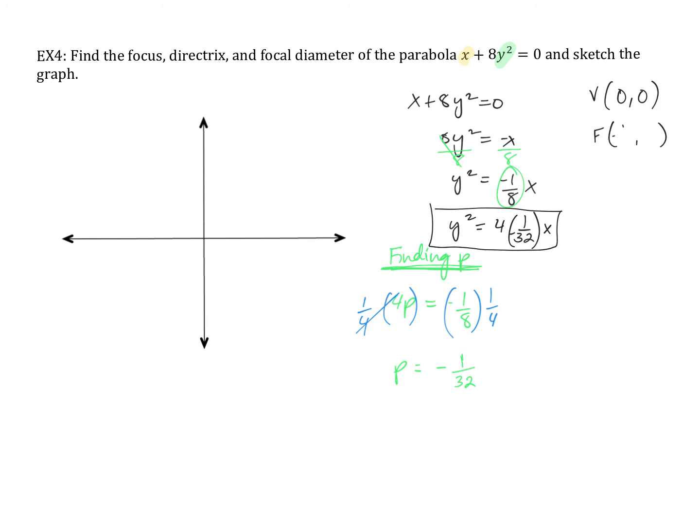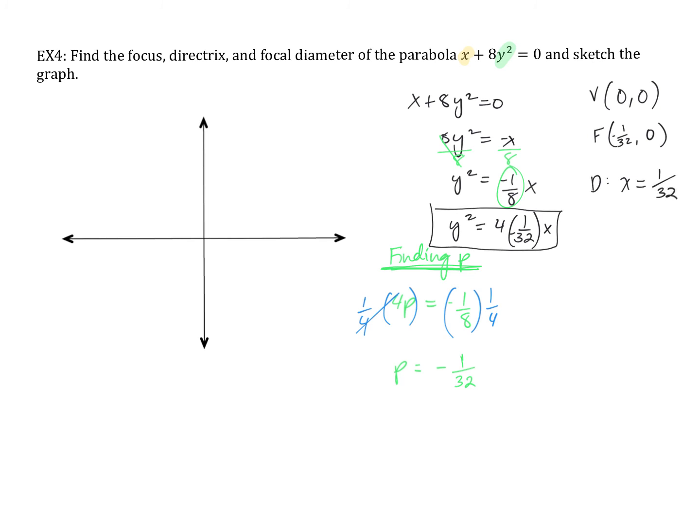It's going to be the negative 1/32, 0. My directrix, because we're looking at a parabola opening right or left, will be x equals, and the opposite of negative 1/32 will be 1/32.